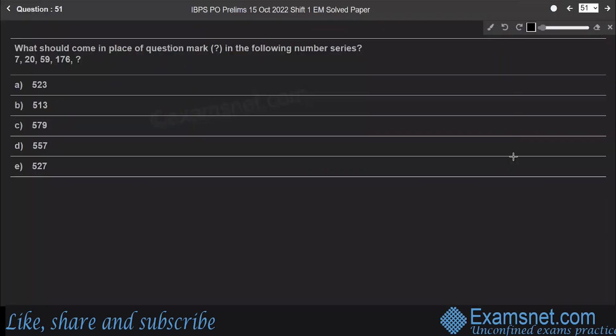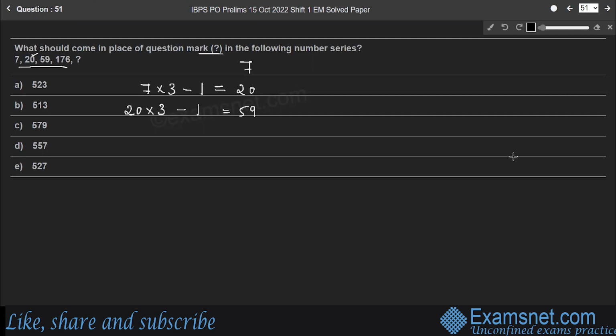Question 51. What should come in place of question mark in the following number series? So in the given series, the first number is 7 and the second number is 20. So 20 is obtained when 7 is multiplied by 3, minus 1, right? So 1 is subtracted from the product, and you will get 20. Whereas the third number 59 is obtained when 20 is multiplied by 3, you will get 60, minus 1 gives 59.